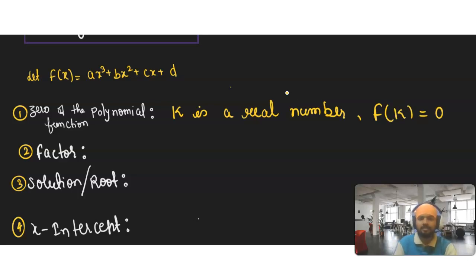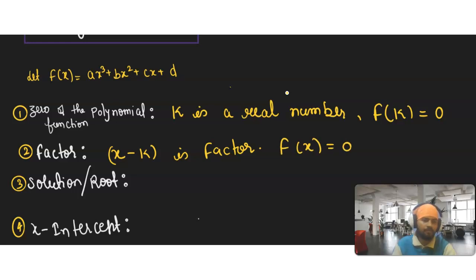Now what do we mean by factor? If k is a zero, then x equals k is one of the zeros, so x minus k is a factor of this polynomial equation. Of which polynomial equation? x minus k is a factor of f of x equals 0.